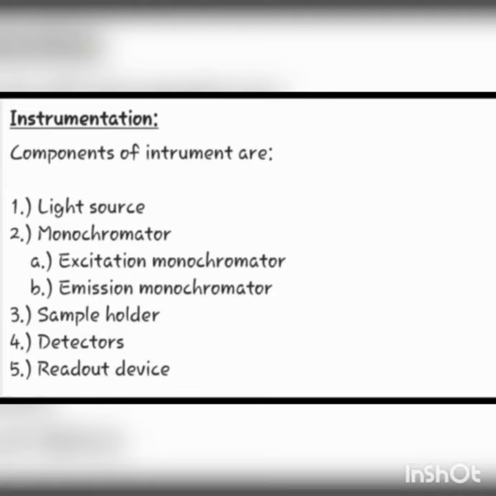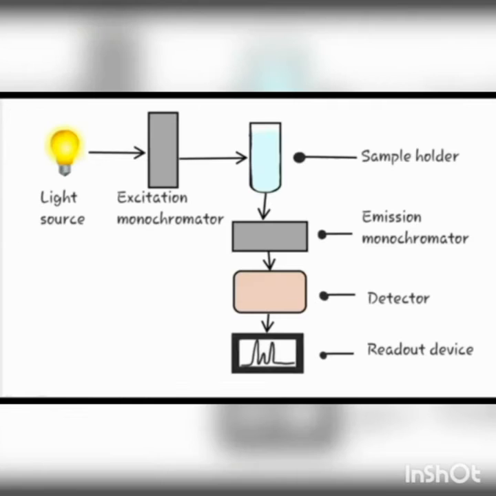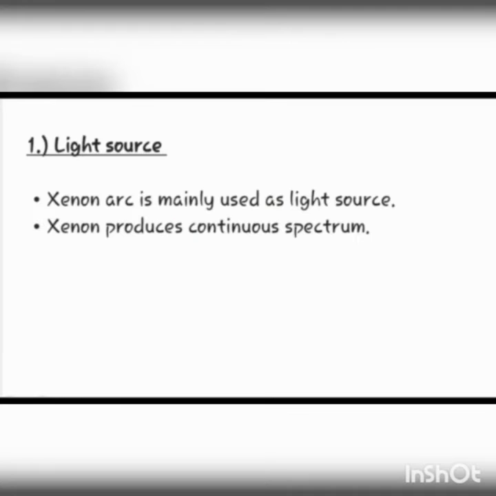Now let us study the instrumentation of fluorescence spectroscopy. The components are the light source, monochromators, sample holder, detector, and readout device. There are two types of monochromator, the excitation monochromator and the emission monochromator. We will study the difference between them later. Now the working of the instrument. The light radiation from the source is passed through the excitation monochromator. Only the specific wavelength of radiation passes to the sample holder, exciting the molecules or atoms. The emitted radiation passes through the emission monochromator and then to the detector. The detector sends an electrical signal to the readout device to display it in the form of a graph.